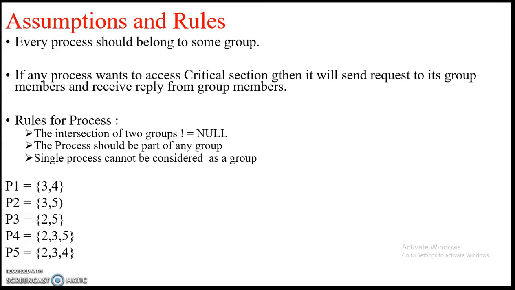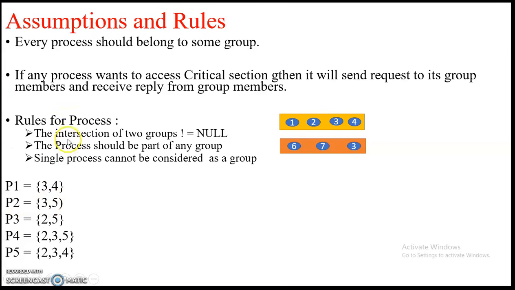There are certain assumptions and rules that are followed in Maekawa's mutual exclusion algorithm. That is, every process should belong to some group. If any process wants to enter into a critical section, then it will send requests to its group members and receive reply from the group members only. So it is not concerned with all other sites in the network, but it will be dealing with only the processes that are there in its group.